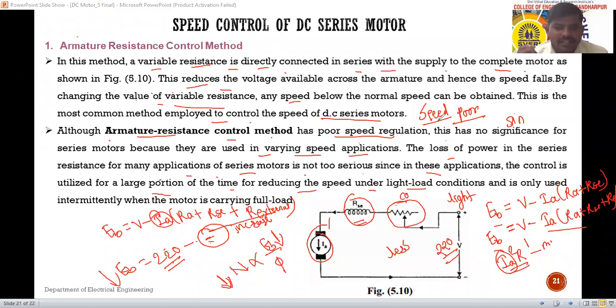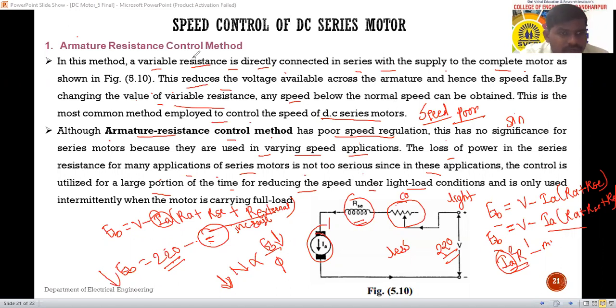When there is a light load condition, this method is used, and it is only used intermittently when the motor is carrying a full load. This method is used intermittently when the motor carries full load, not for a medium time. So it is generally used for a long time under light load condition. So this one is the method, that is armature resistance control method. Okay, armature resistance control method.